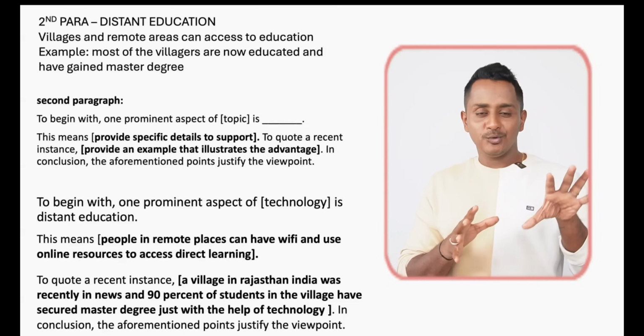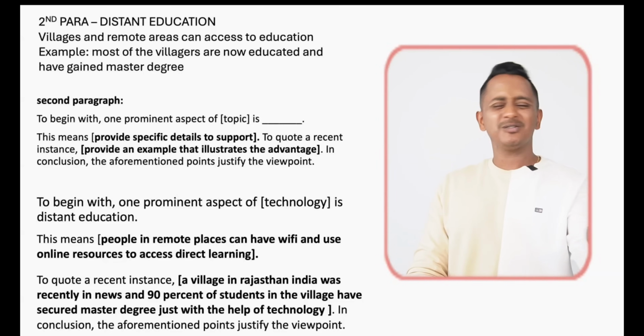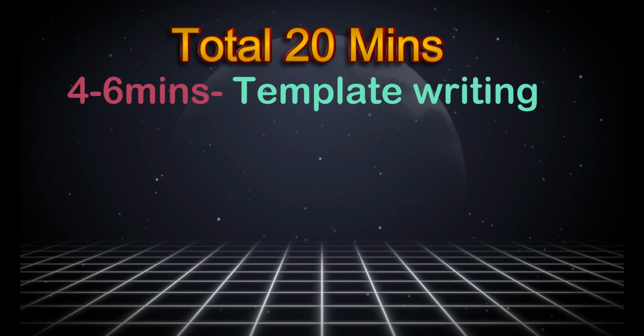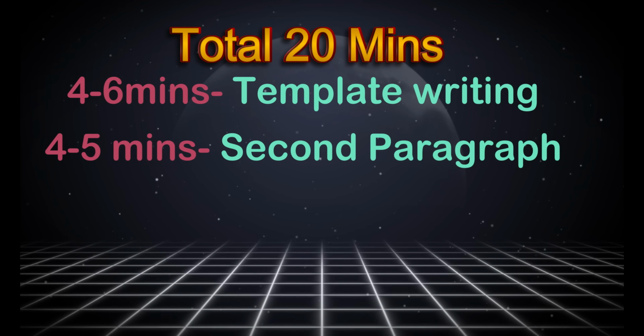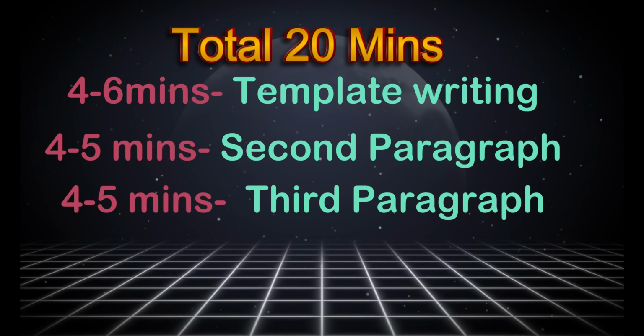So in step 2, when you have the prototype ready, step 3 becomes very easy. Hardly it will take 2-3 minutes or 3-4 minutes to write this. Remember, 4 to 6 minutes you have spent there. Now here probably 4 minutes or 5 minutes. 11 to 12 minutes done. Now third paragraph, only 2 sentences that you need to write.